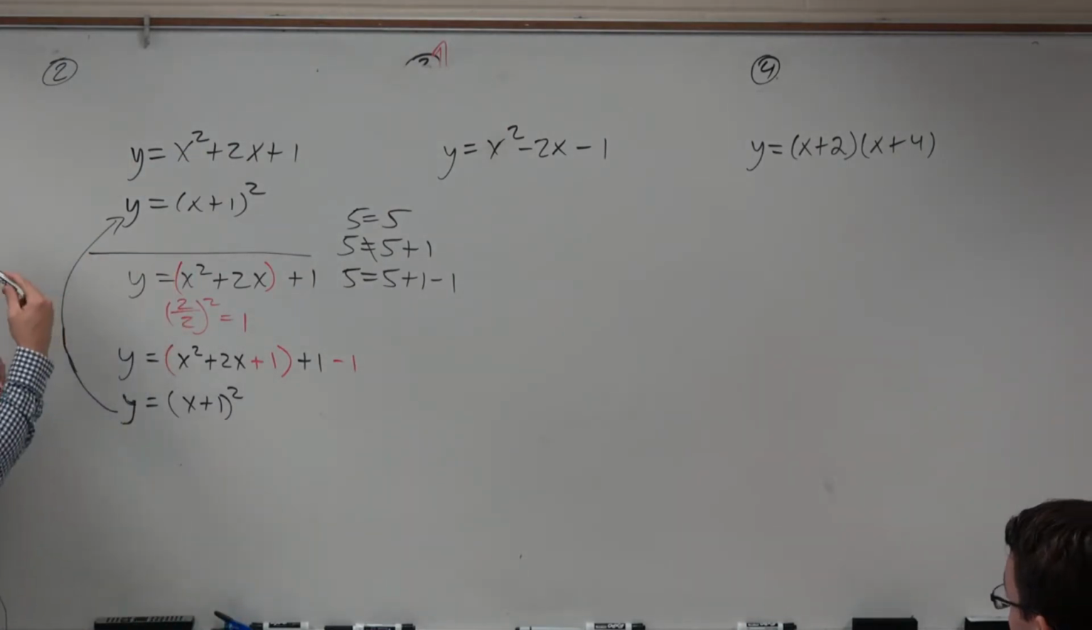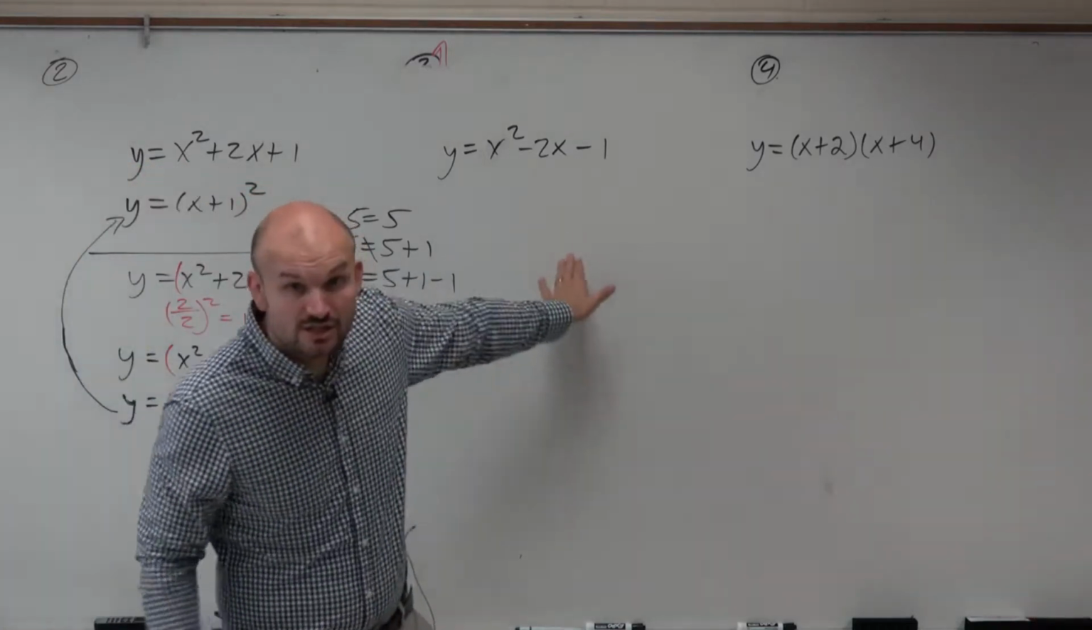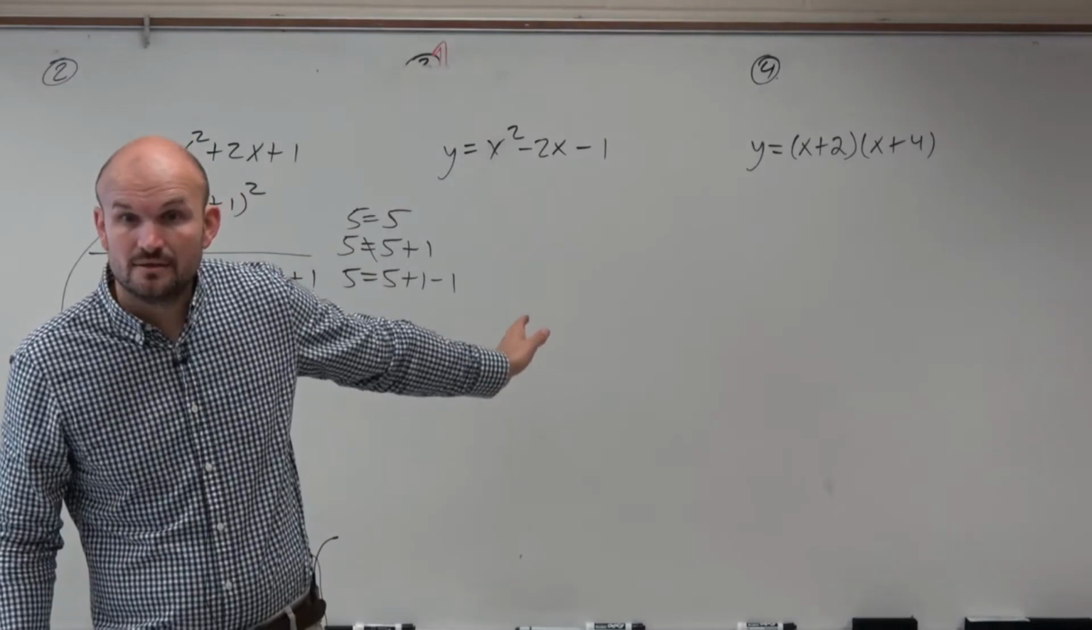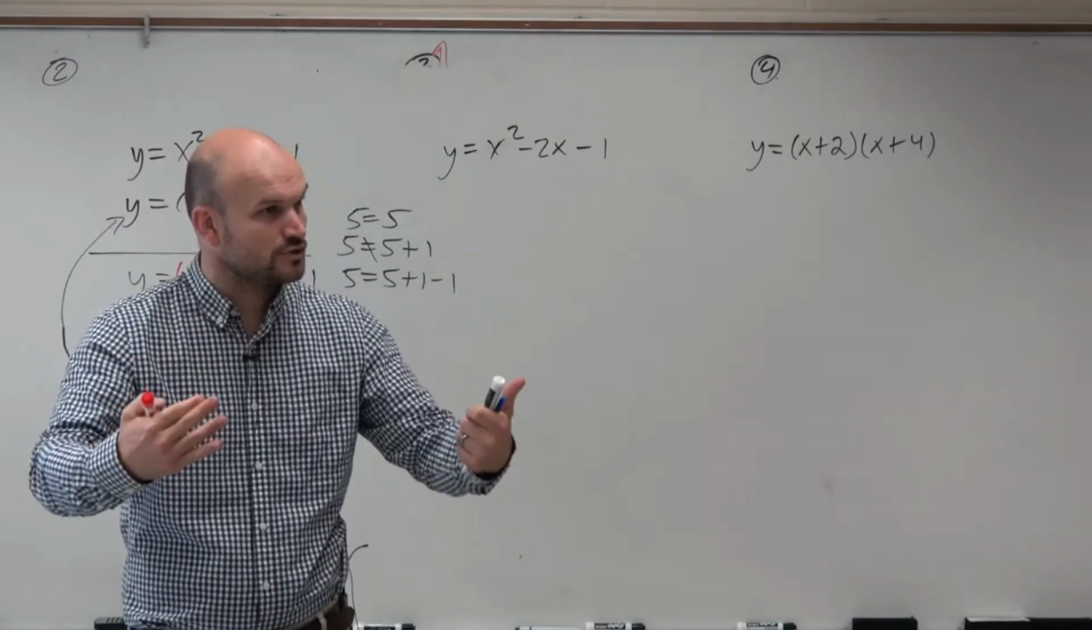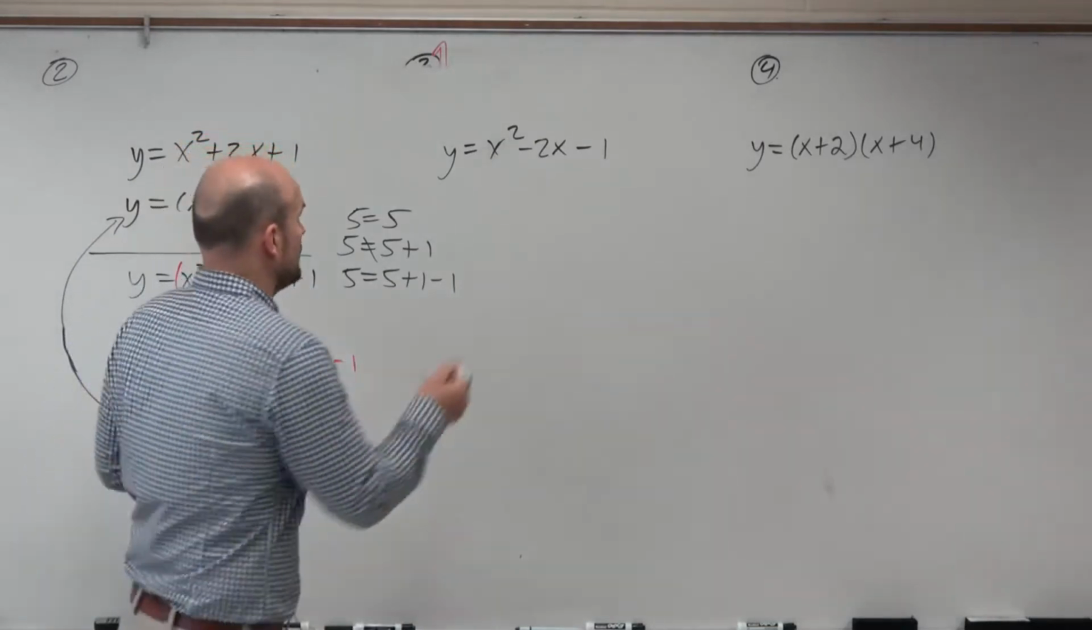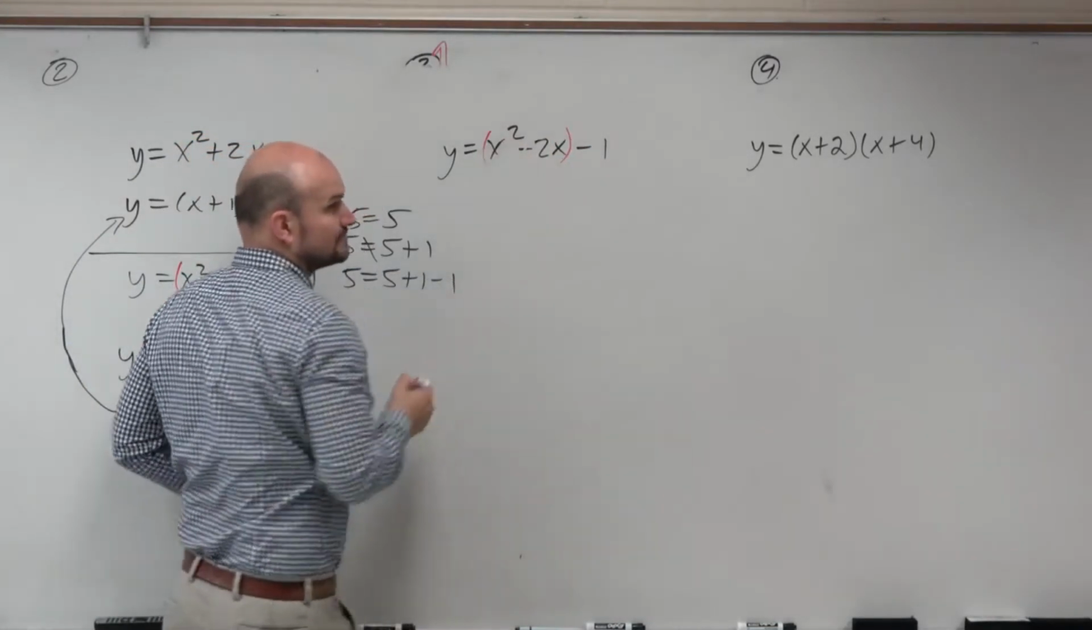Why did you do 2 over 2 squared? Because that is the process of completing the square, always taking the middle term, dividing it by 2, and then squaring it. OK? So let's look at the next example. This looks like it's factorable, but is it? No. So what I need to do is create a perfect square trinomial. So what I'm going to do is group the first 2 terms.